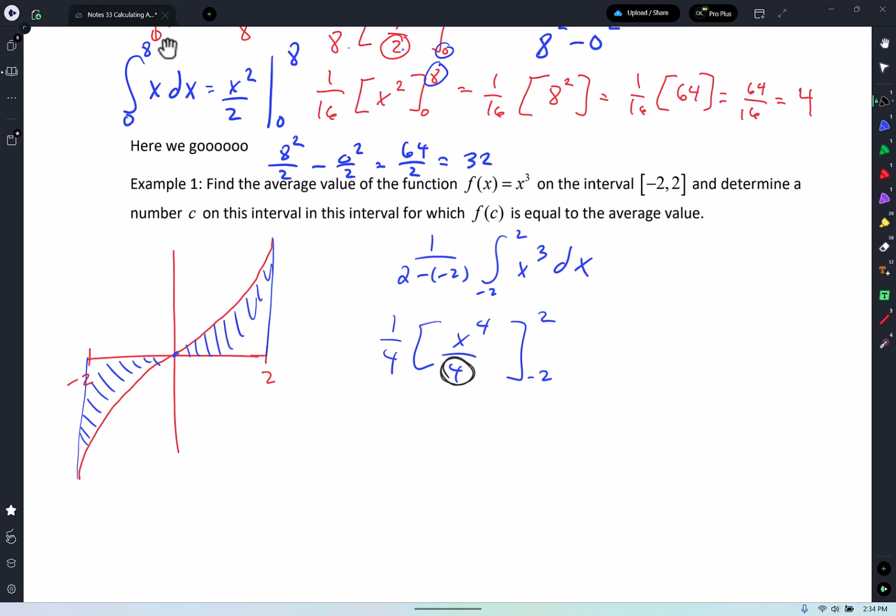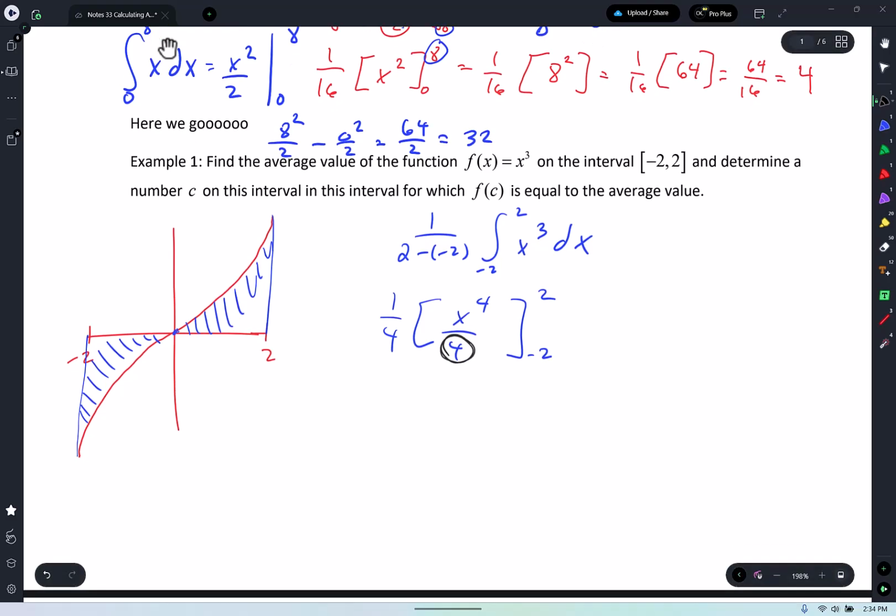Remember, I do f of b minus f of a. I have to go 2 to the 4th power divided by 4 minus -2 to the 4th power divided by 4. But both of the terms have a 4, so just take the 4 out to make life easier. Hopefully you guys are getting better at how to mimic some of this. Now all I have to do is evaluate x to the 4th, upper minus lower.